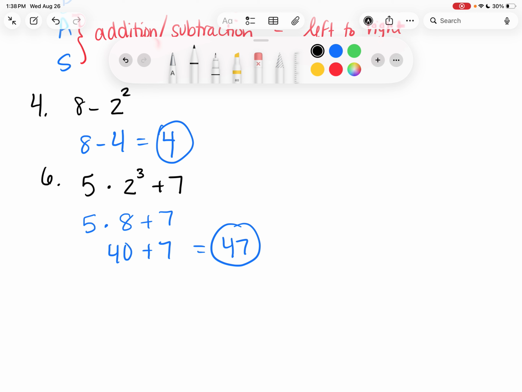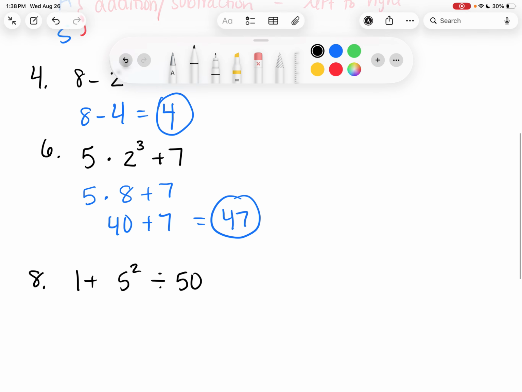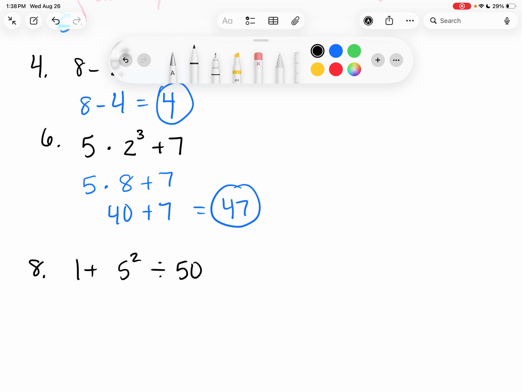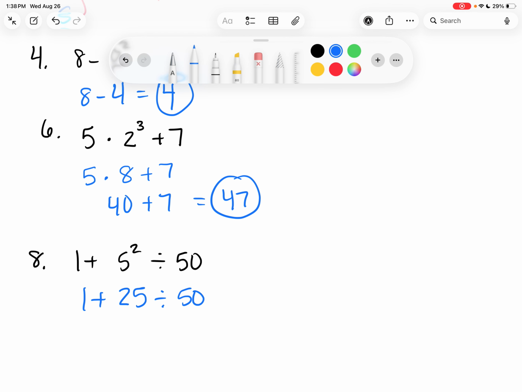1 plus 5 squared divided by 50. What do I do first? Yep, do the exponent, square this first. What's 5 squared? I've got 1 plus 25 divided by 50. What's the next thing that I do? Divide. 25 divided by 50 is? 0.5. Yep, you can either say 1/2 or you can say 0.5, either way. I'll just do 0.5. So 1 plus 0.5 is 1.5.